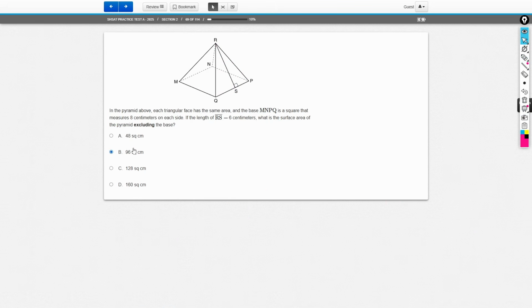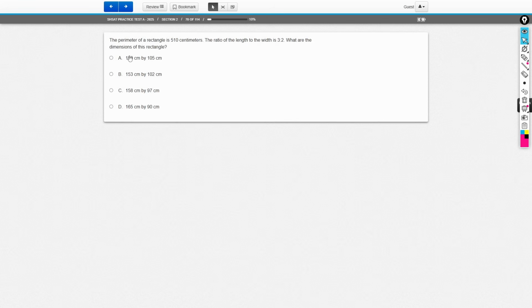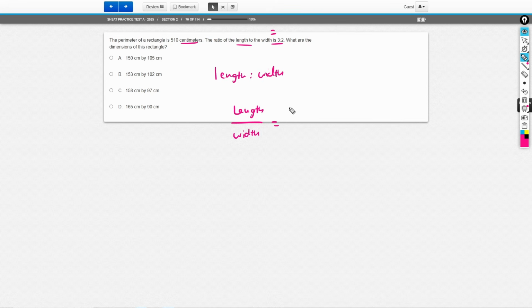All right, the perimeter of a rectangle is 510 centimeters. The ratio of the length to width is 3 to 2, and what are the dimensions of this rectangle? So remember, length to width is the same thing as saying length over width. Remember, is the same thing as saying equals, and then 3 to 2 is the same thing as saying 3 over 2, right? So keep this relationship in mind.